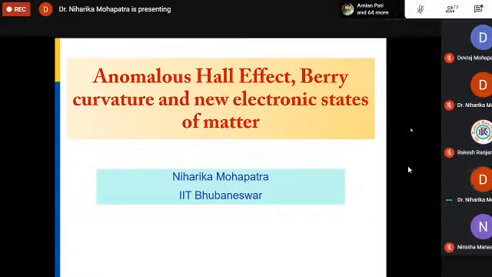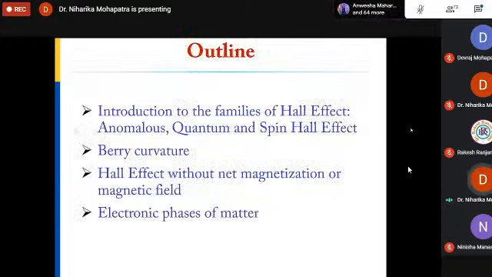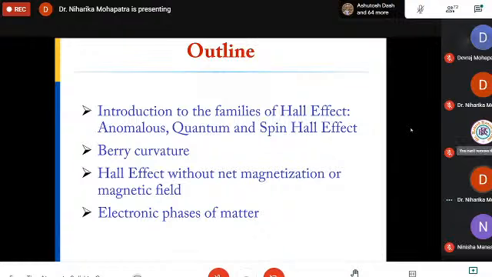Okay, let me start. This will be the outline of my talk. I'll first introduce different types of Hall effect, then the connection with Berry curvature, and then I can show you the anomalous Hall effect without any net magnetization or magnetic field. Then how do we observe different types of phases? How do we connect this with different types of phases of matter?